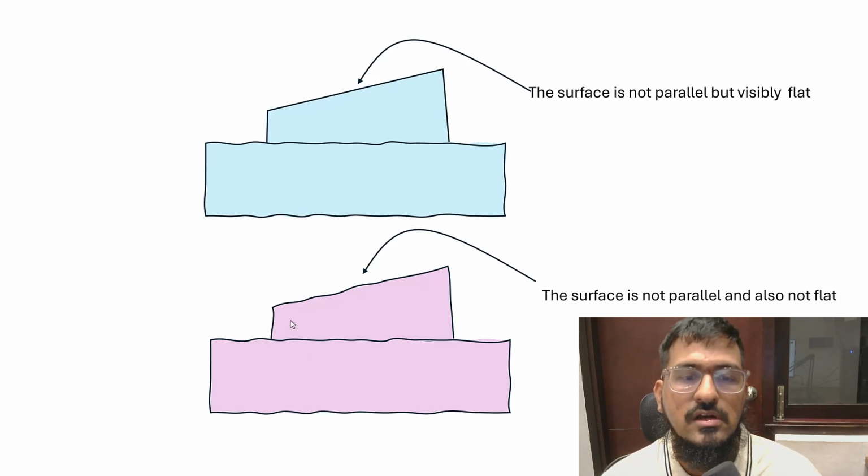Whereas over here, the surface is not parallel and also it is not flat. It is wavy and it is not parallel with respect to this datum feature A. So you can see the difference. Here the surface is not parallel but visibly flat, but here the surface is not parallel and also not flat. So that is the difference between parallelism and flatness.